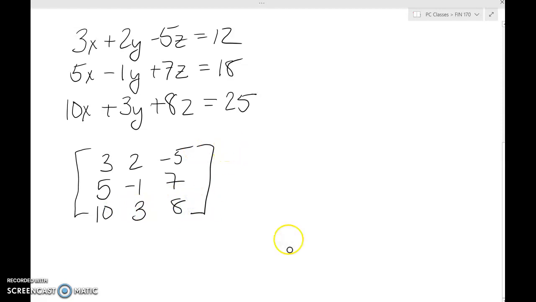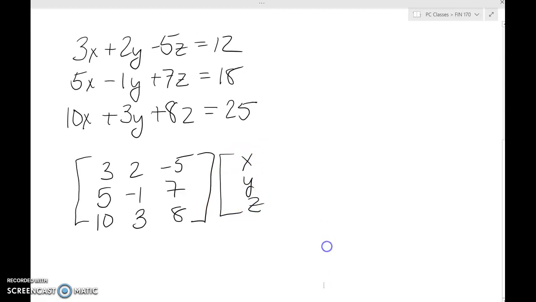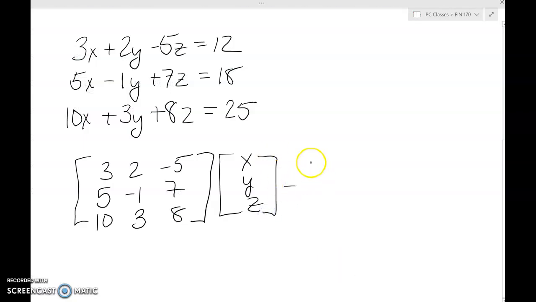I would multiply that by my variables, and that's all going to equal my answer: 12, 18, 25.